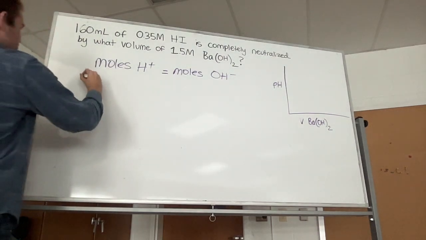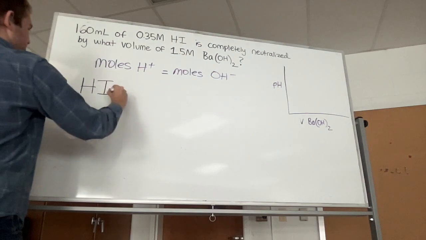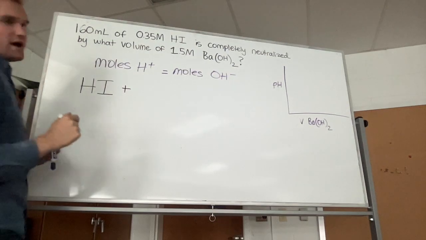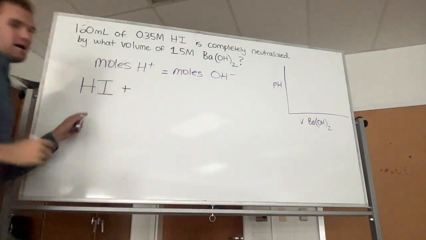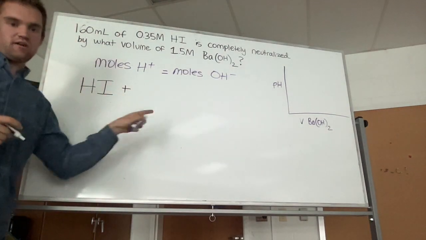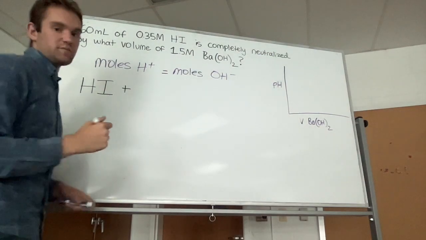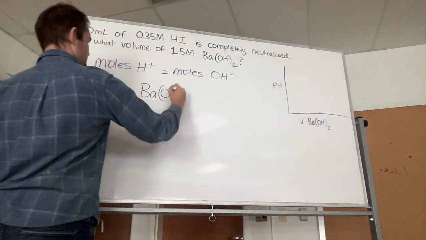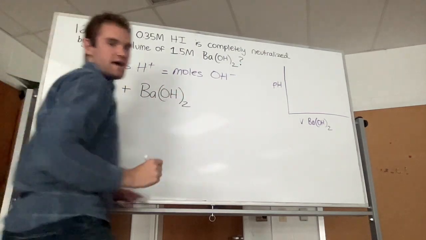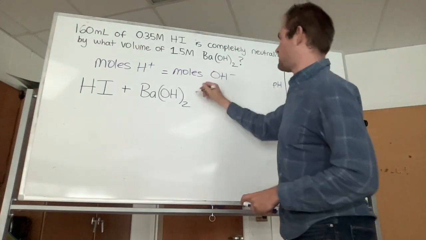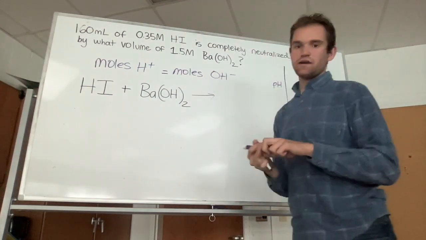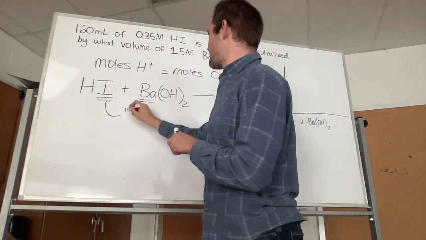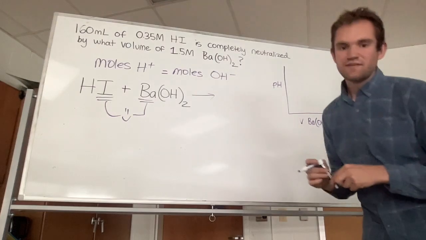I have HI, and to the HI, I'm going to add my barium hydroxide. Now, hydroiodic acid and barium hydroxide are both strong, so this is going to be a perfect neutralization problem. Ba(OH)2 here. And my products are going to be, well, it's double replacement. So here we go. We take my I and my barium. They're going to be friends, and they make a salt.